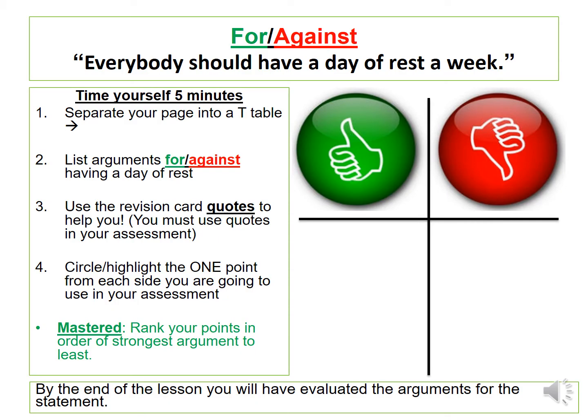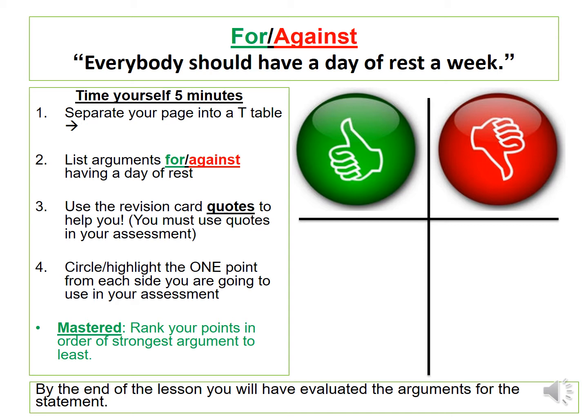So the first thing that I want you to do before we start our assessment, you are going to time yourself 5 minutes and you are going to split your sheet of paper or your whiteboard, whatever you're working on, into two. So arguments for and arguments against the statement. Using the revision cards, which is uploaded on class charts, you are going to use that to help you, and it has sources of wisdom, quotes that you can use to help you in your assessment.